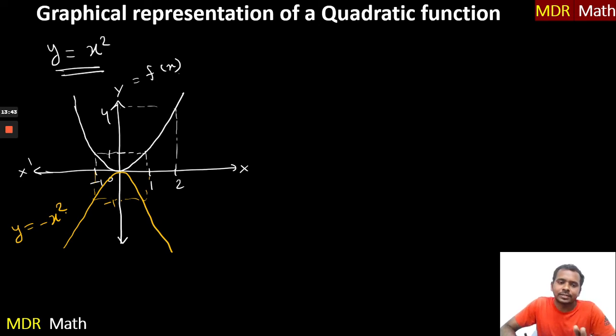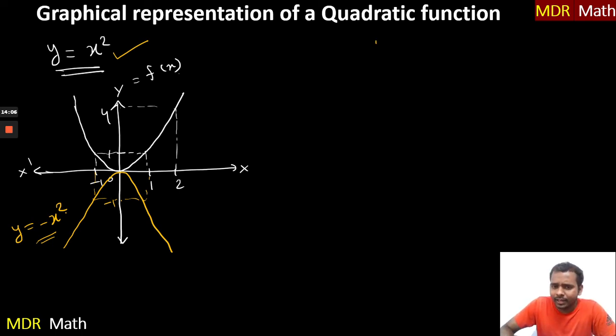And you can say that this y is equal to x square curve faces upwards, and this y is equal to minus x square curve faces downwards. Okay, it is facing downwards. This yellow curve facing downwards is y equal to minus x square. The curve in white color facing upwards is y is equal to x square.